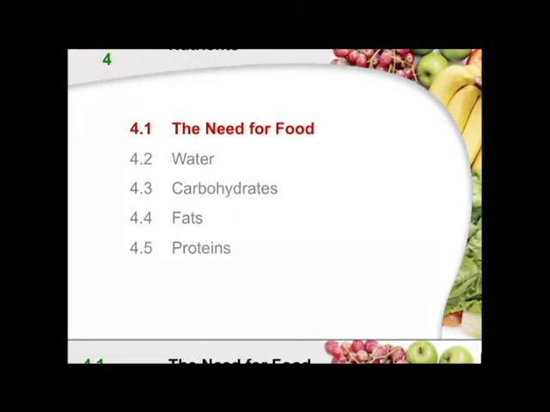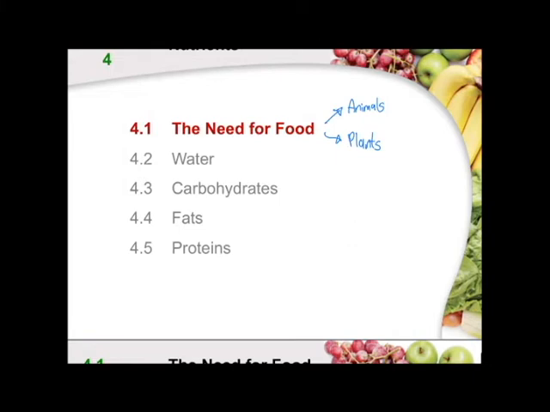So let's begin. Our lesson layout for today is to understand the need for food. Why do we actually take in the nutrients? There will be two segments: why animals or humans need food, and the other one is plants. Both have more or less the same yet different ways to obtain nutrients, and different reasons why. We'll also be touching on water.